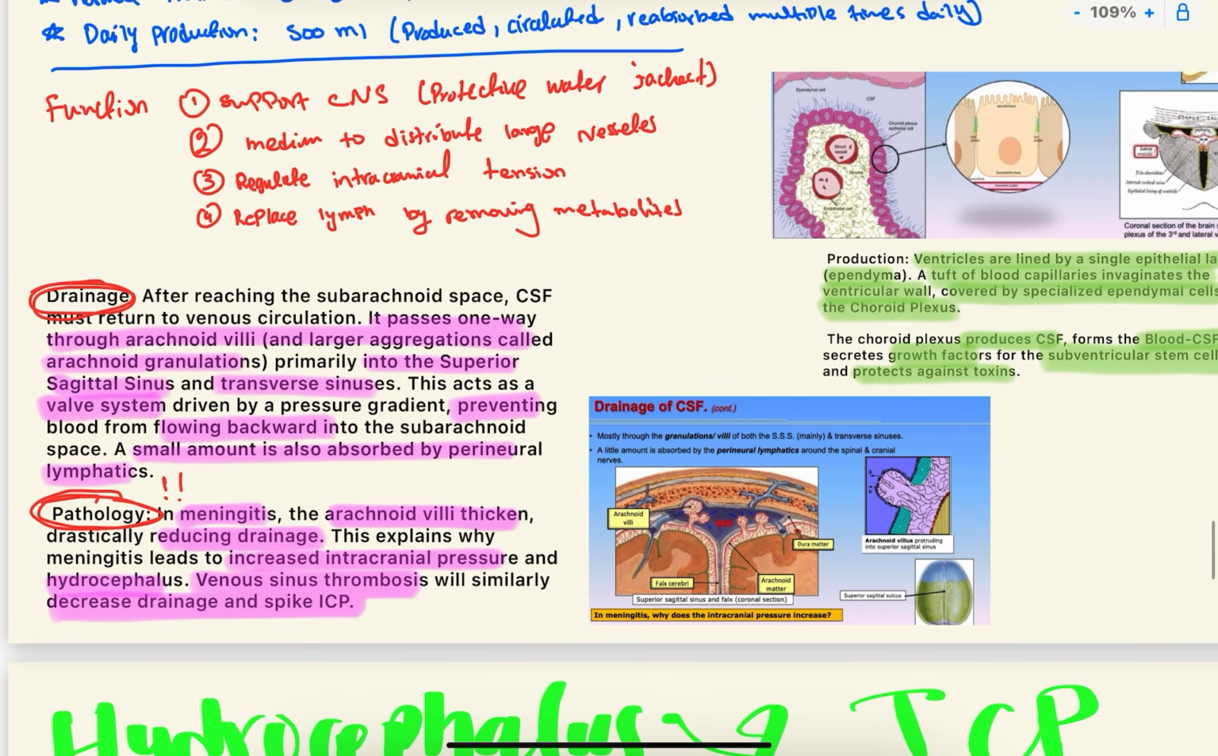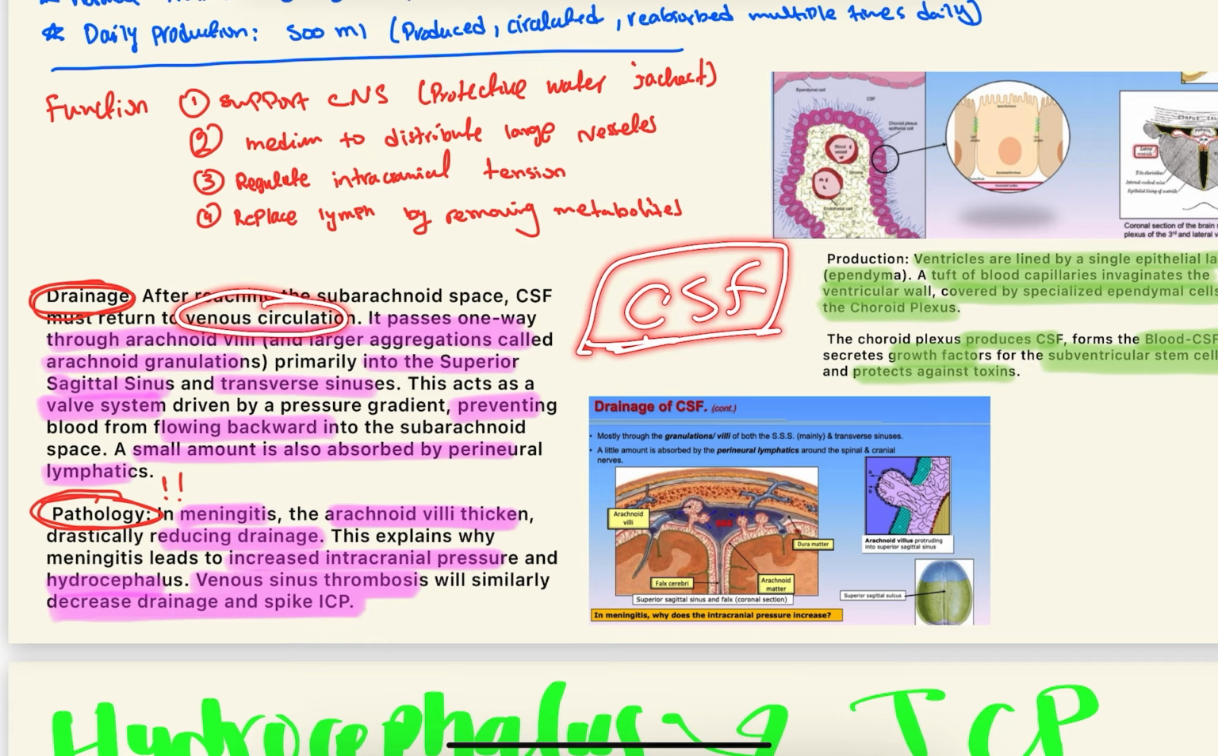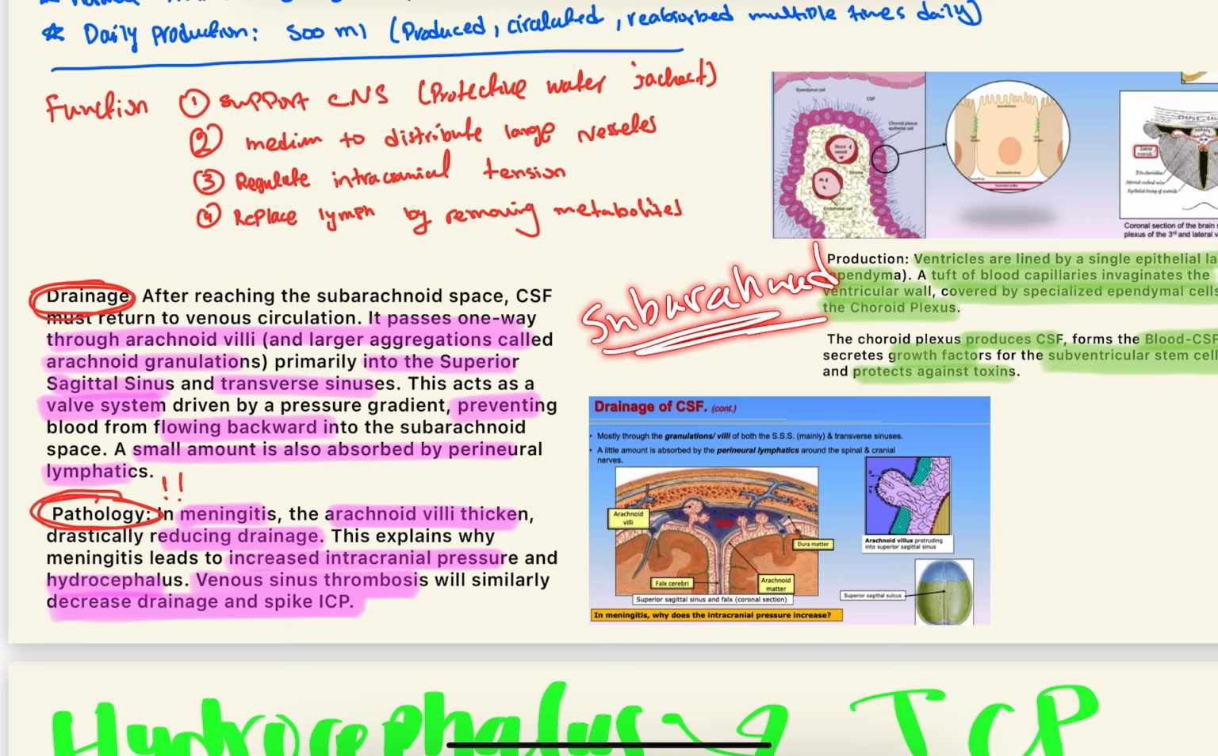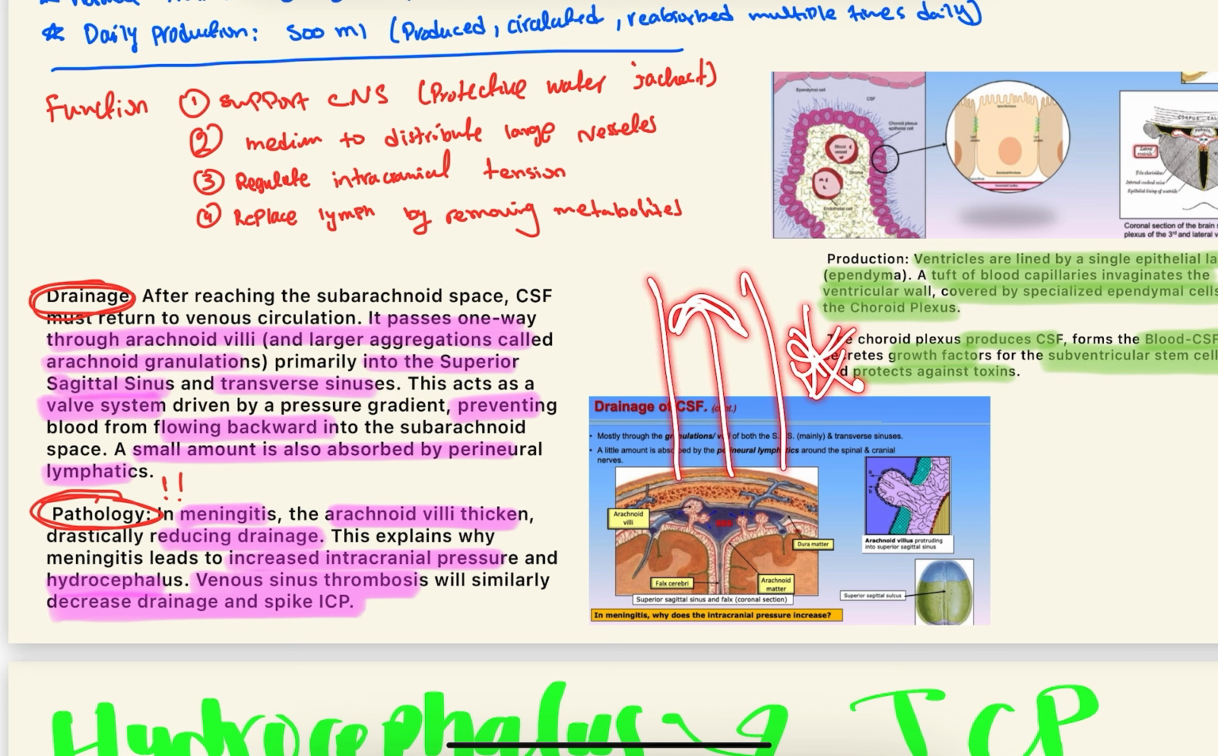Now, how can we drain it? After the CSF, we've seen its flow. Where does it reach? Now it wants to go out to the venous circulation. So where will it go? It will go to the subarachnoid space, the one that we talked about. And it needs to pass either by arachnoid villi or the one that's bigger than it, which is the arachnoid granulation. These two are the door to let it go in. Once it goes in, it will go to the superior sagittal sinus and the transverse sinus. Once it goes to these sinuses, it will act as a valve, meaning it goes one way, it doesn't allow it to go the other way, to fall back.